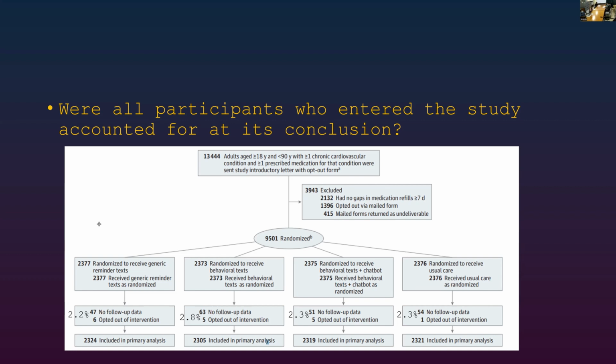Surprisingly, they have done a modified analysis. There is some amount of dropout. So 2.2, 2.8, 2.3, and 2.3% dropped out from each arm, and they didn't include the whole thing. Being a pragmatic trial, I would have assumed they would have done intention to treat analysis, but they have actually done a per protocol analysis, which was glaring. Loss to follow-up 2.2% maybe. Some opted out, which can be explained. Even loss to follow-up in such a large study, 47 out of 2,000, seems like a reasonable number.